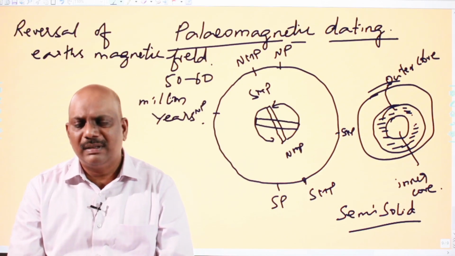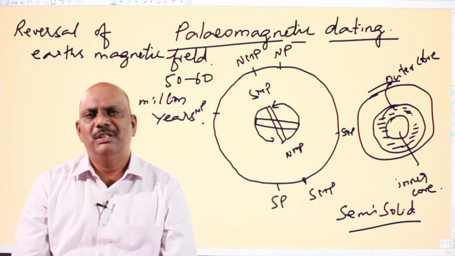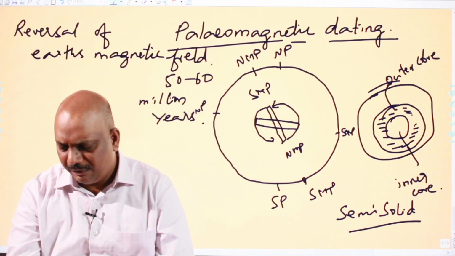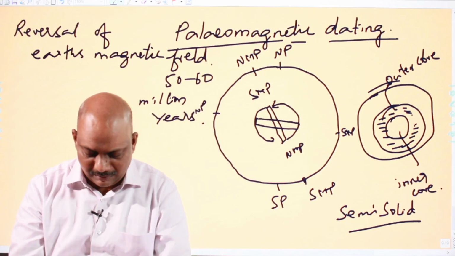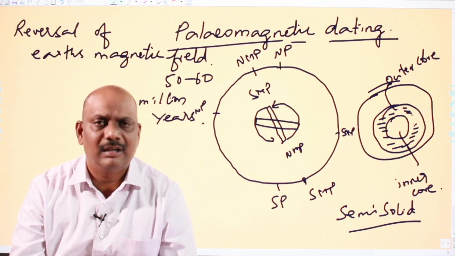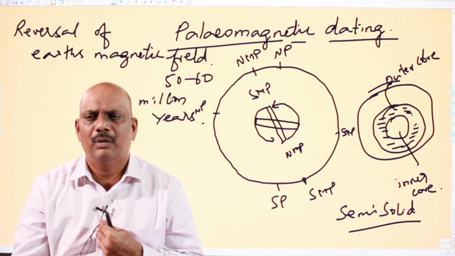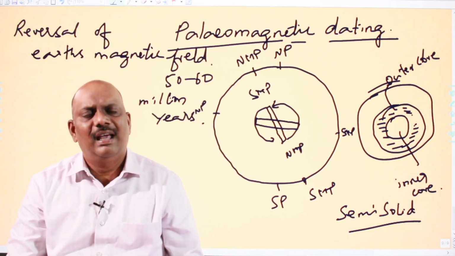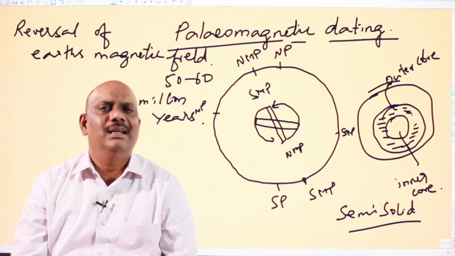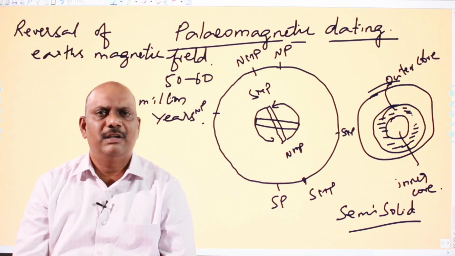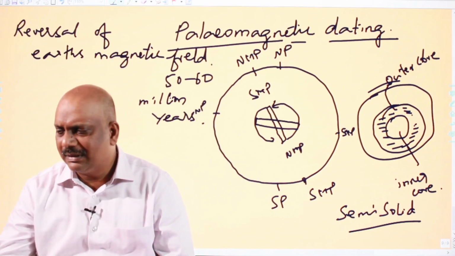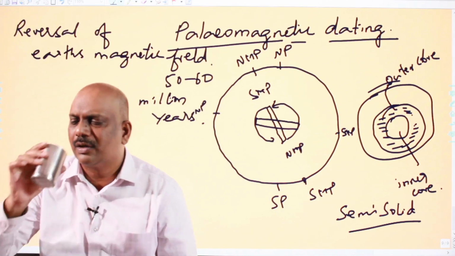In most cases, I ask my students to find on the internet how long it takes for Earth to reverse its magnetic field. A few say 1 million years. Few say 2, 3, 10, 20, 30. No. It takes close to around 50 to 60 million years for the Earth's magnetic field to get reversed. But in the Sun, it happens at a very fast rate.